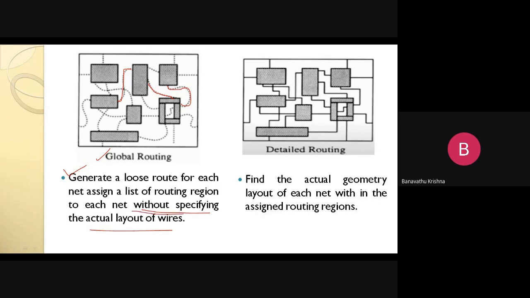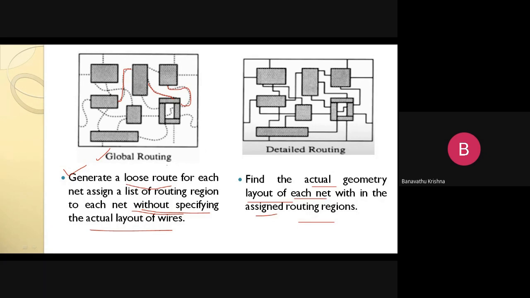Without specifying the routing connection, I want to make a connection. That connection is nothing but a loose route. And coming to the detailed routing, I want to find the actual geometry of the layout of each net, each module. Within the module, I want to assign routing regions. But here, we are making the connections without measuring, without any measurements. We are just trying to make the connection. Such types of connections are going to be loose connections.